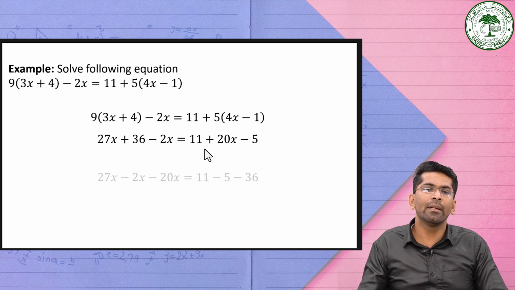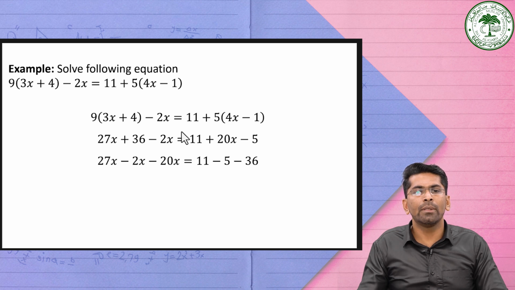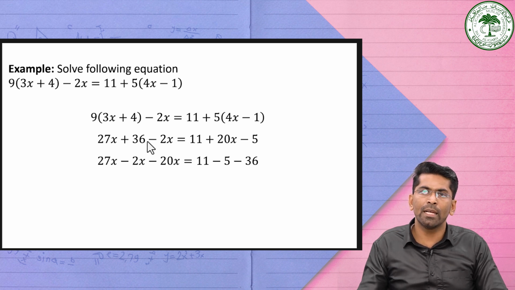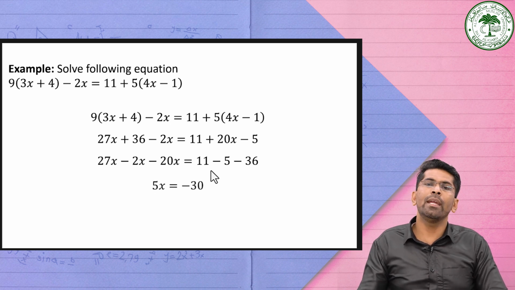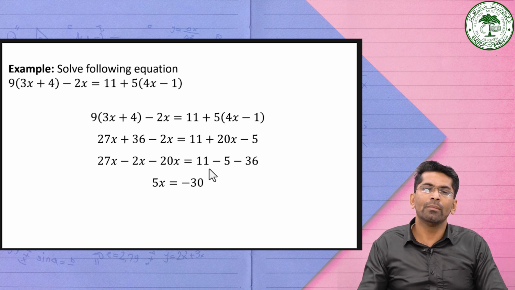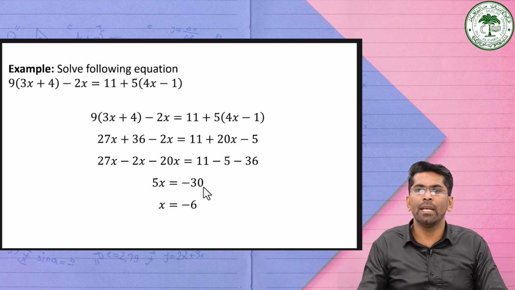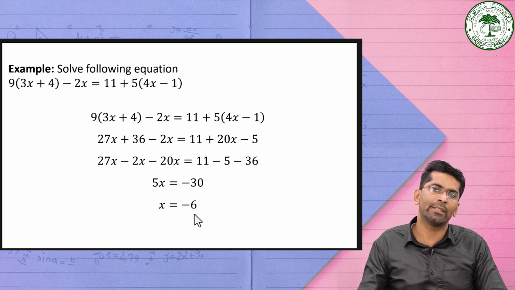Now we can simplify it. See, taking the variable terms, the x terms, into the left hand side of the equation and the constant terms into the right hand side of the equation, we can rearrange this as 27x minus 2x, taking the plus 2x into the left hand side, so it will be minus 20x, which is equal to 11 minus 5 plus 36 will become minus 36. So if you simplify it, which is 5x is equal to minus 30, and if you divide both sides of the equation by 5, then x is equal to minus 30 divided by 5, which is equal to minus 6.